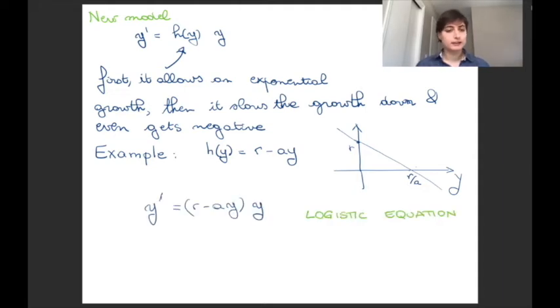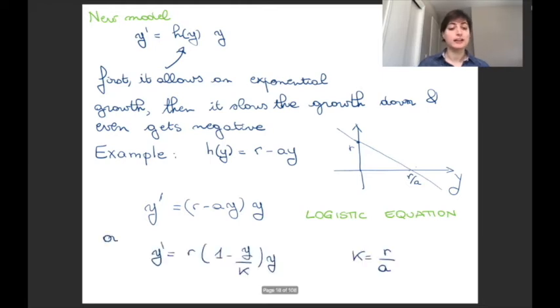The equation we get when we put h inside the model is y prime equals r minus ay times y. We call this the logistic equation, just the name it has. We can rewrite it a little bit as y prime equals r times something times y, with the something being 1 minus y over k. K is in this case r divided by a.